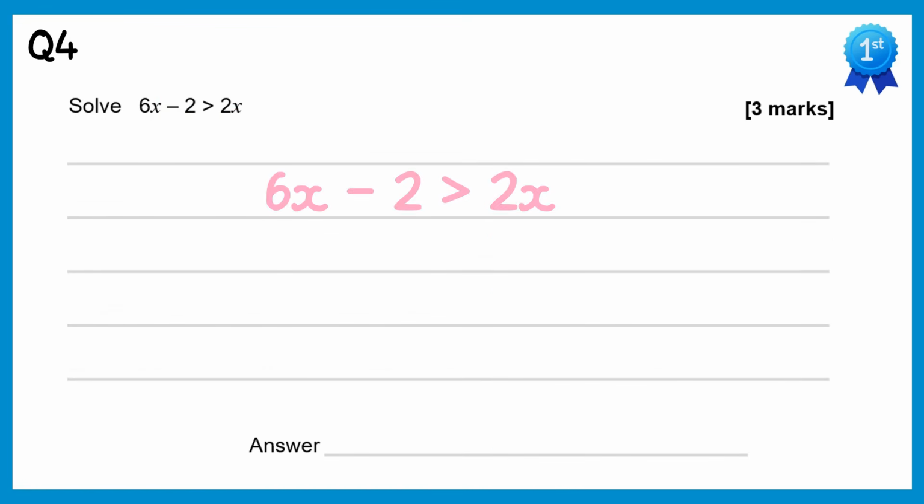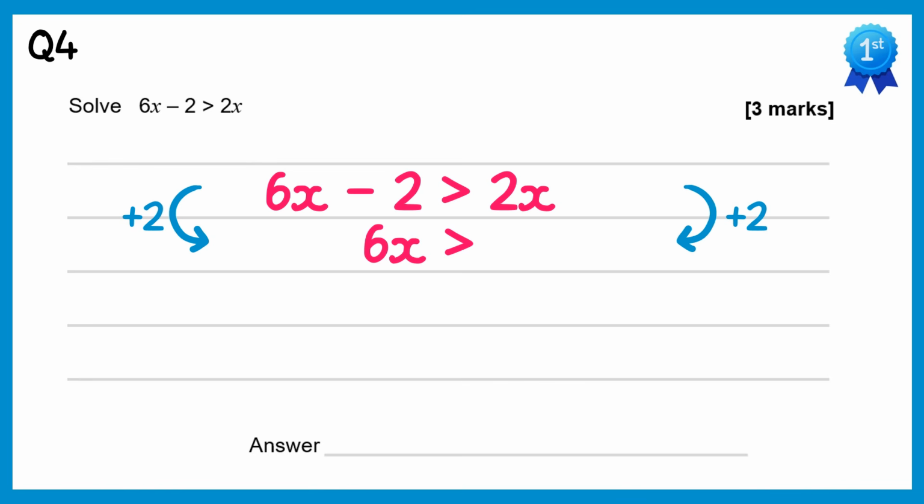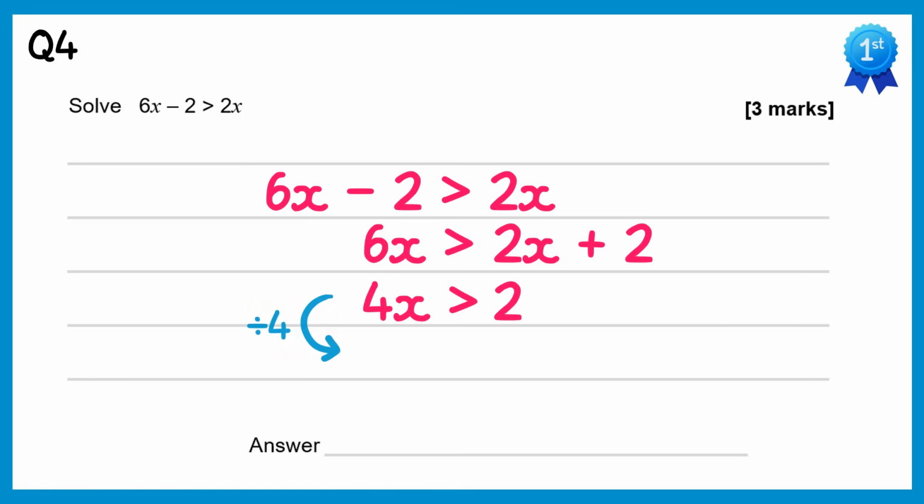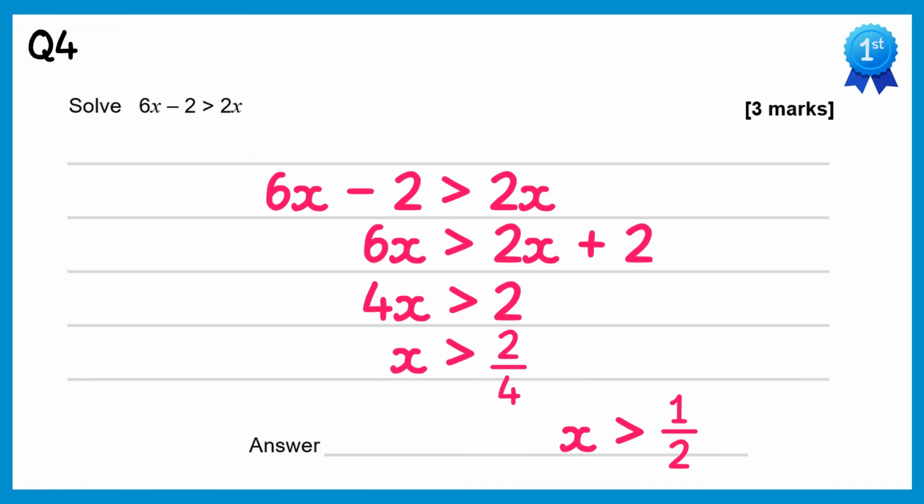In this question we need to solve this inequality. We're going to start by adding 2 to both sides. If you add 2 to the left-hand side, it will cancel the negative 2 that's already there, leaving you with 6x. And on the right-hand side we've got a 2x and we're adding 2, so that's just 2x plus 2. Now we'll subtract 2x from both sides. If you subtract 2x from 6x, you get 4x. And if you subtract 2x from the right-hand side, it will cancel the 2x that's already there, leaving you with 2. Now we can divide both sides by 4. If you do 4x divided by 4, you just get 1x. And 2 divided by 4 is 2 over 4, which simplifies to give you 1/2. So the answer to the question is x is greater than 1/2, or 0.5.